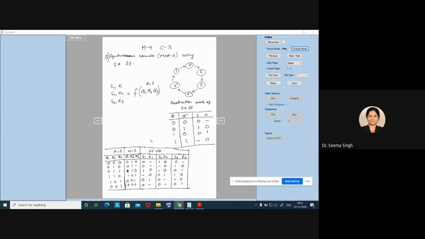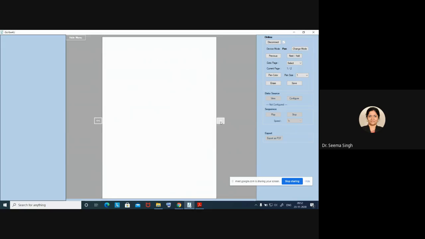So now what is required? We have to make the K-map, right? How many K-maps will I have? You want me to make the K-map or you will do it on your own?